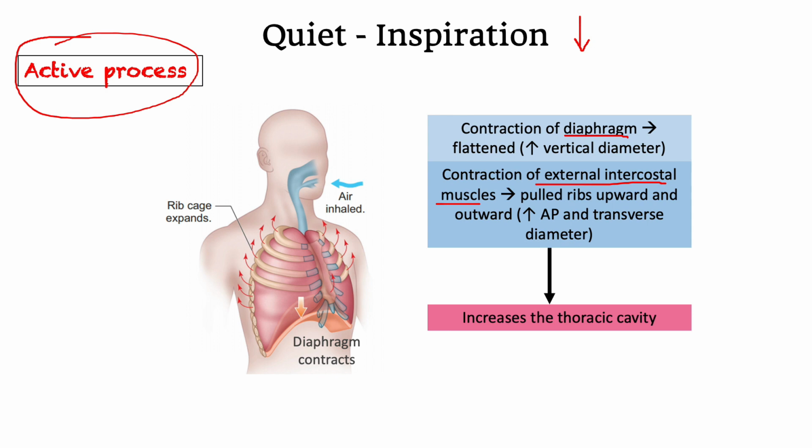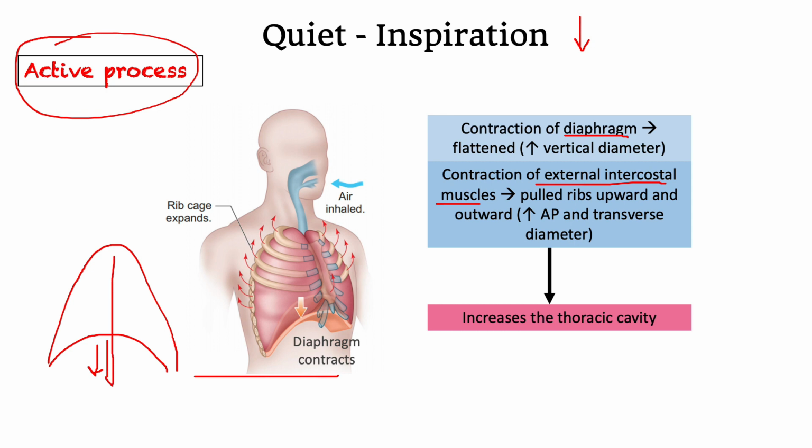Okay, so when we contract the diaphragm, the diaphragm is here. The diaphragm is actually a dome-shaped muscle. So if we contract the diaphragm, what happens? The diaphragm will flatten. From like this, when we contract, it will become like this. So it will be flattened. When it is flattened, we are increasing the vertical diameter. From here it goes down, so the whole vertical diameter increases.